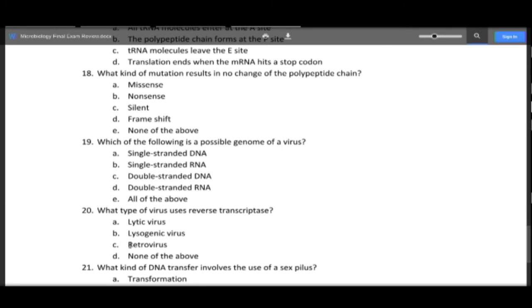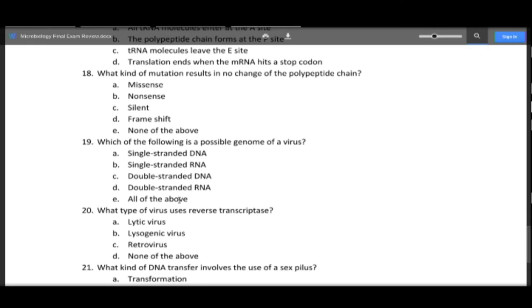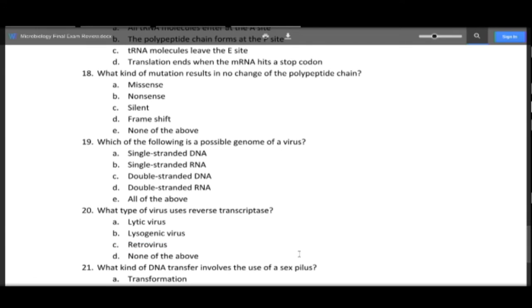But C says retrovirus. Retro sounds like something that was way back when, so it's kind of going reverse. This is the type that will have that reverse transcriptase. A retrovirus will usually have its own RNA, but also this reverse transcriptase, so it can create a DNA template and insert itself into the person's genome. So lytic and lysogenic are just not specialized enough for this, but a retrovirus is definitely the one that has that reverse transcriptase in it. So when we talk about which one has reverse transcriptase, it'd be C, retrovirus.